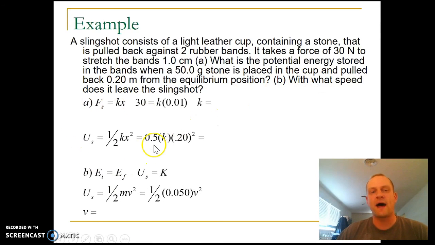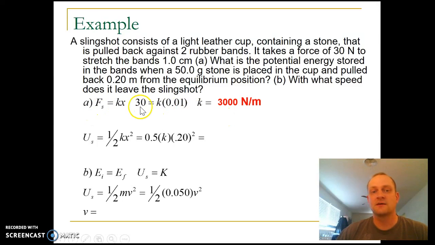Okay, so here's a lot of the math that we're going to have to do here. First of all, they asked me about the potential energy. Well, potential energy is 1/2 kx squared. And I have an x here: I'm going to pull it back by 0.2 meters. But I don't know what k is. K was not given to me in the problem. But they did tell me that it takes a force of 30 newtons to stretch it by 1 centimeter. Well, there's a force, there's a displacement. From that information, I can figure out what k is.